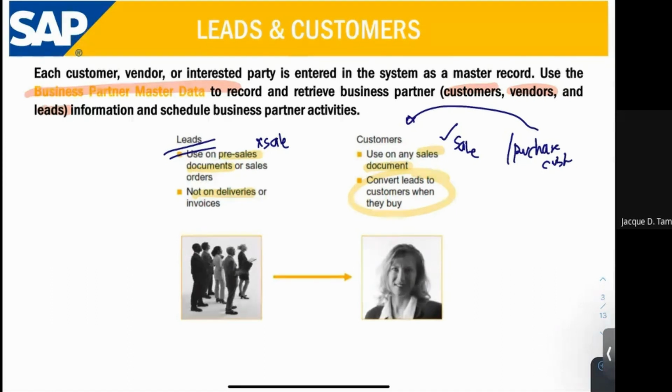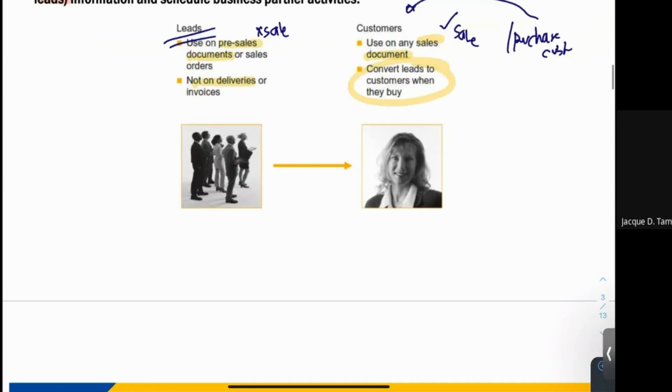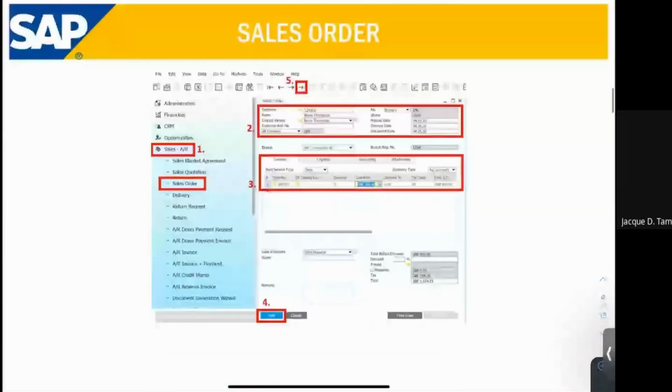Now, after talking about your sales process and who are the business partners we will make use of in your sales process, we go now to creation of your various documents through SAP. Let's start first with your sales order. So how do we create a sales order?